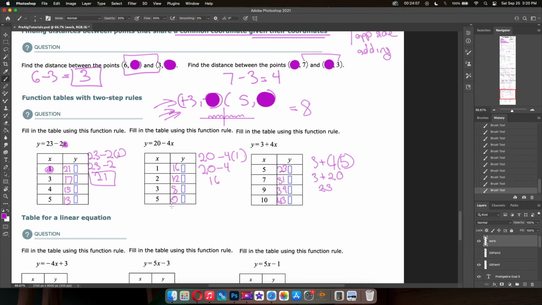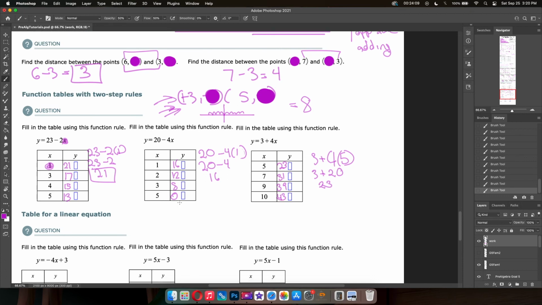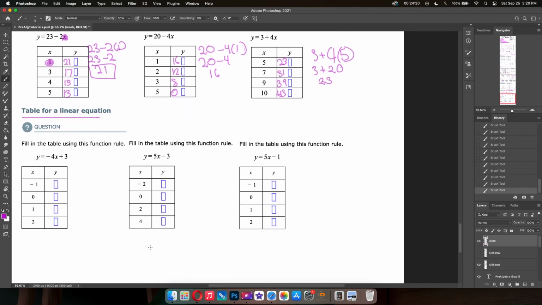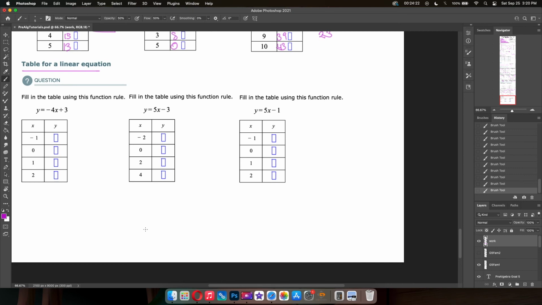Ta-da! And now, even though when I was going through my screen grabs, that's a two-step. This is a table. They're two completely different things. But if you look at the table, it's still exactly the same thing. Figure that one out for me, okay?